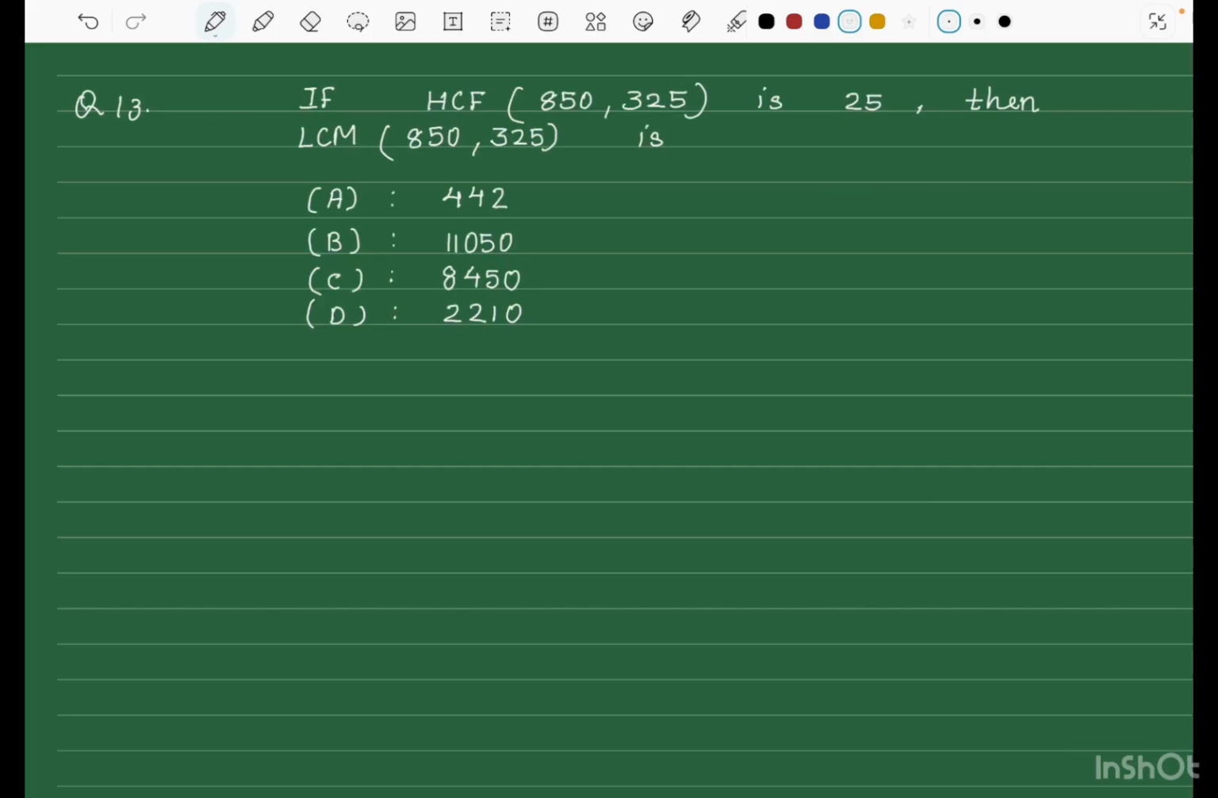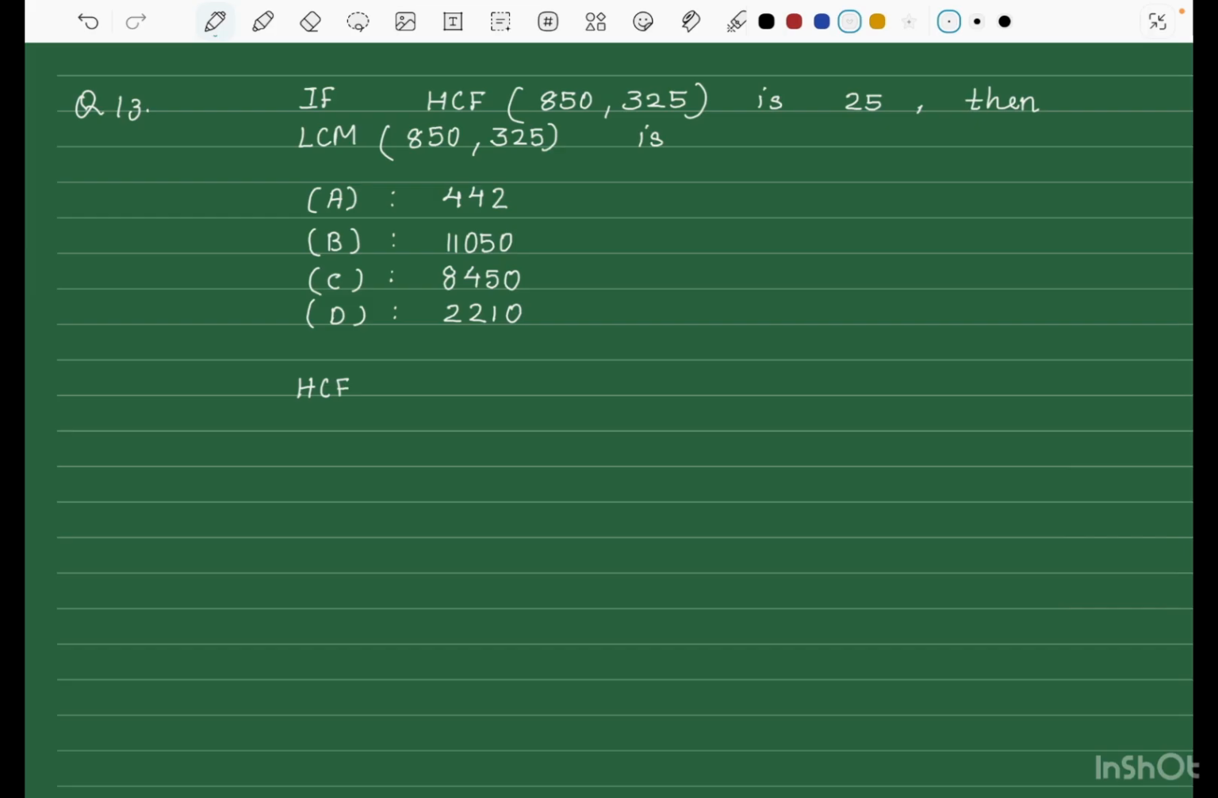Question number 13. If HCF of 850 and 325 is 25, then LCM of 850 and 325 is: option A, 442; option B, 11,050; option C, 8,450; D, 2,210.